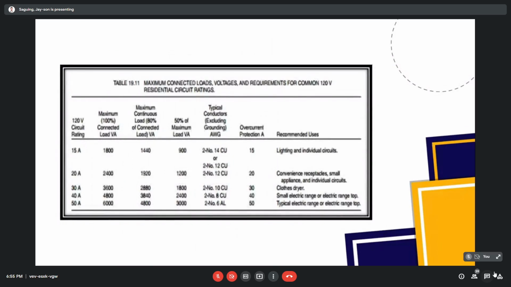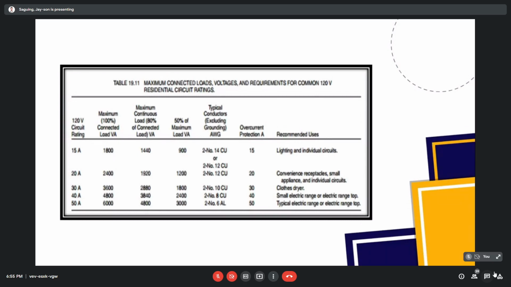So for the table 19.11, we have here the maximum connected loads, voltages, and requirements for common 120 volts residential circuit ratings. So as you can see, it is divided into 7 columns. So the first column naa ang 120 volt circuit rating in 15 amps, 20 amps, 30 amps, 40 amps, and 50 amps. The second column, we have here the maximum 100% connected load in volt amps. So third, naa ang maximum continuous load, which is 80% of the connected load in volt amps also. And fourth column, we have here the 50% of maximum load in volt amps.